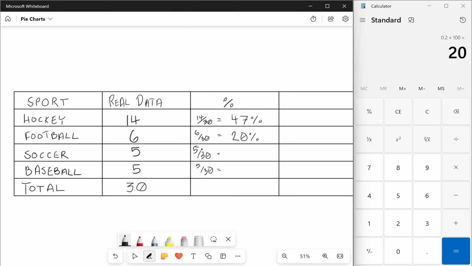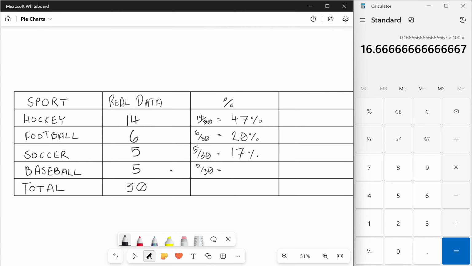And how do we find the percentage of students who we surveyed who liked soccer best? Well, it would be 5 out of 30. To turn that into a percent, we're going to do 5 divided by 30 times 100. That gives me 16.6 repeated percent. We're going to round that to the nearest whole, 17%.